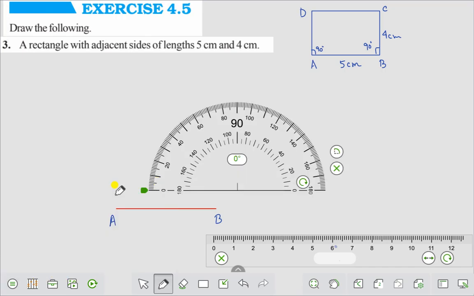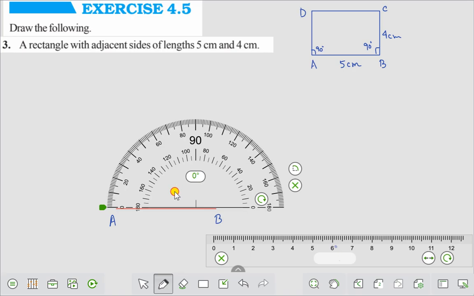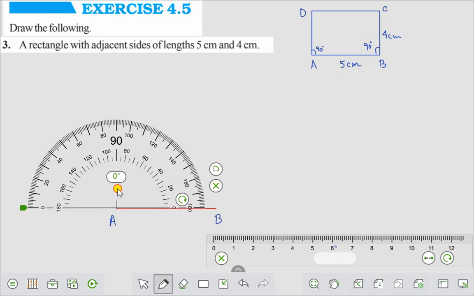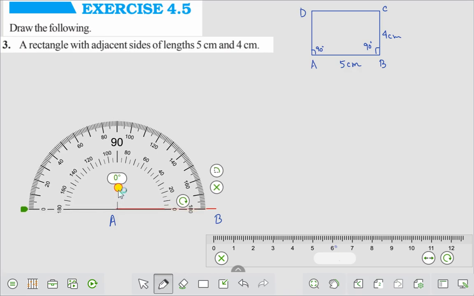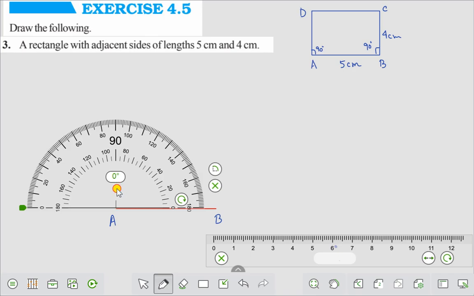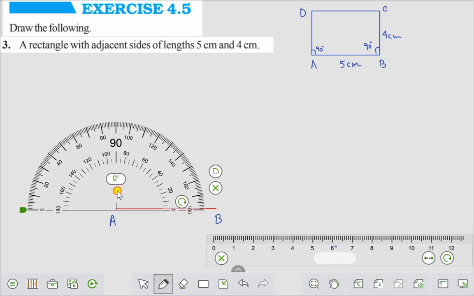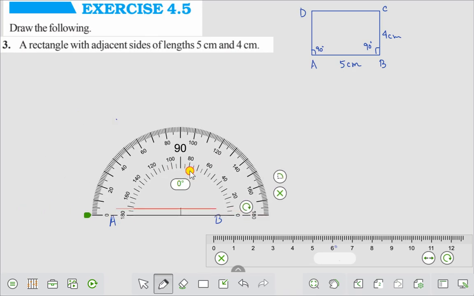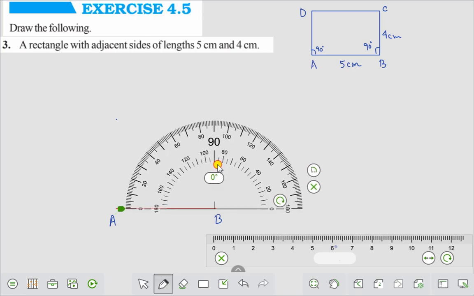Here we have taken a protractor, and by placing the protractor in the proper position, we will make 90 degree at point A. Now you see this is 90 degree. And at point B also make an angle of 90 degree. This is exactly 90 degree.